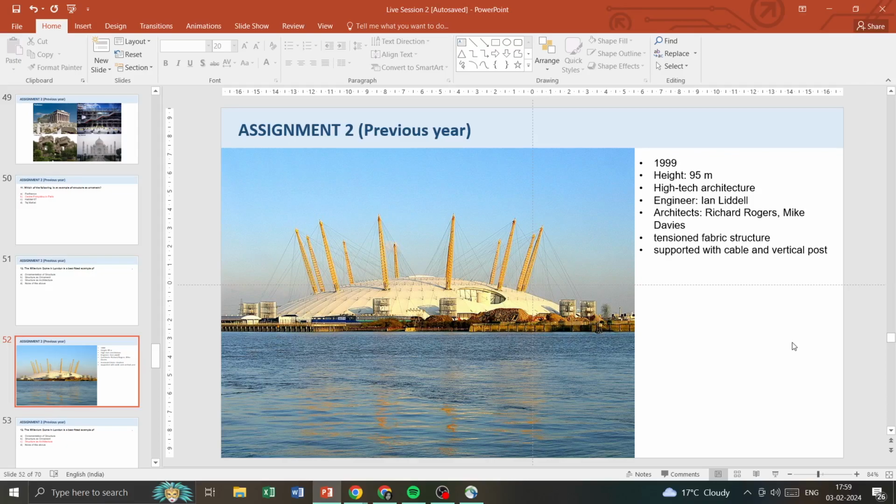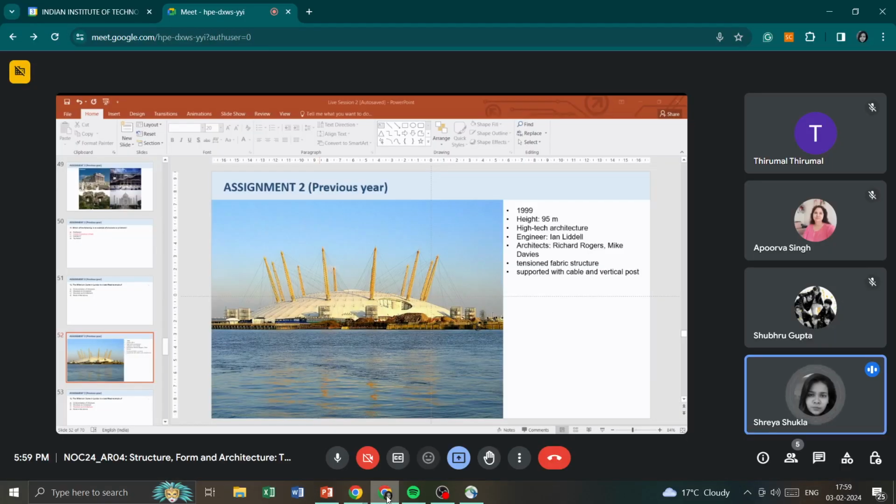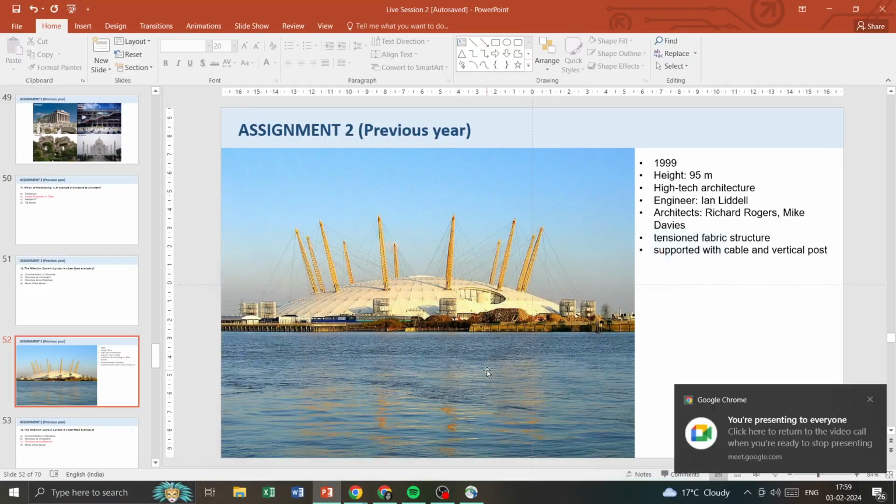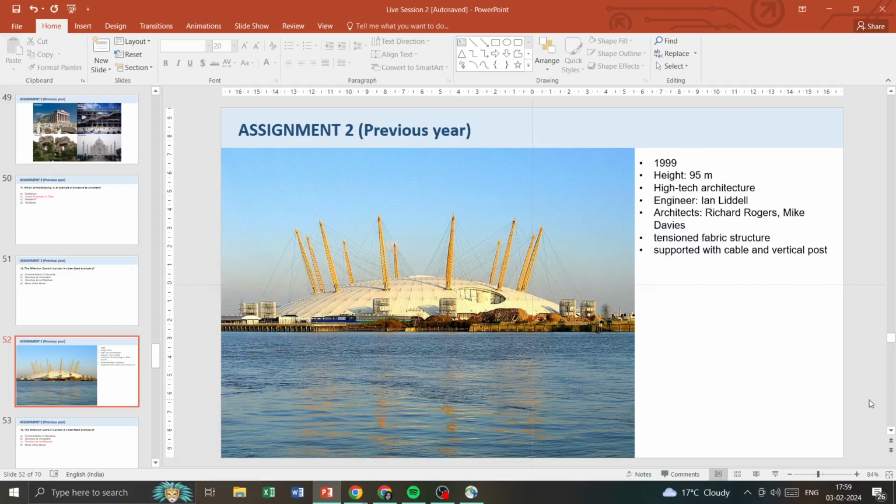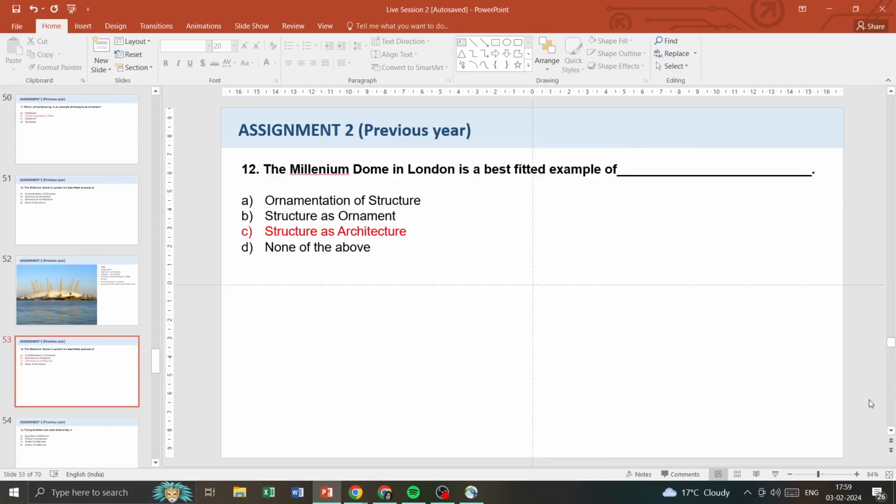For example, structure as ornament, the example that I just described, Centre Pompidou. In Centre Pompidou, there are different surfaces. There is a floor, there is a wall, there are some parts of it, and then the services are outside the building, which make the structure the aesthetics. But in this building, this entire dome itself is a structure. This building is a dome, and this whole dome is a structure, which means that this is structure as architecture, just like the Eiffel Tower. It's completely a structure, but it is acting like an architectural building or a monument. So our answer would be structure as architecture.